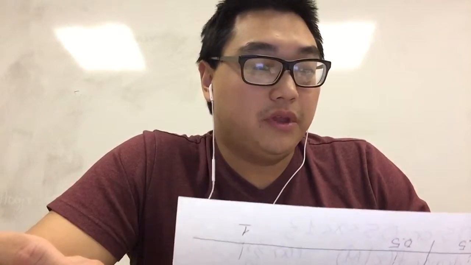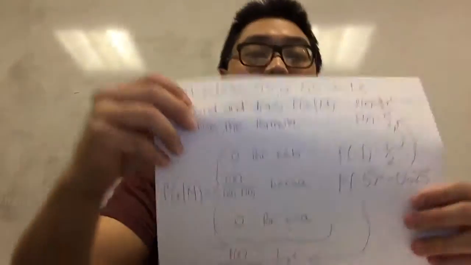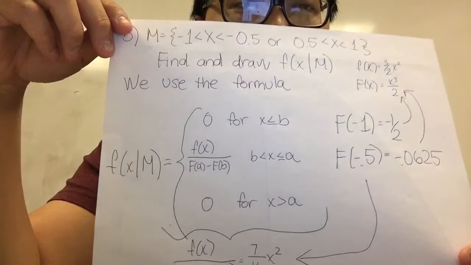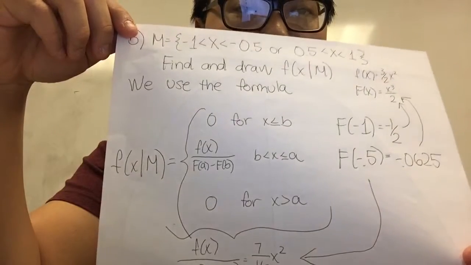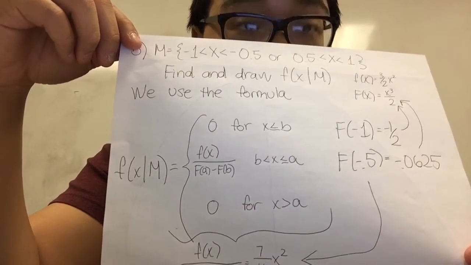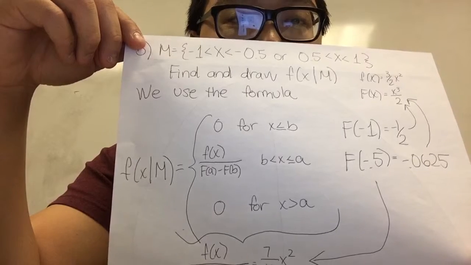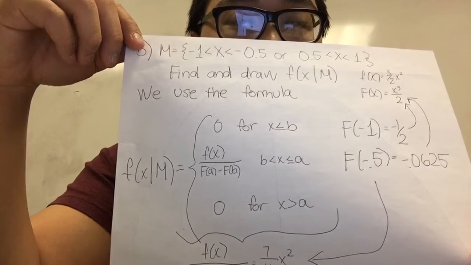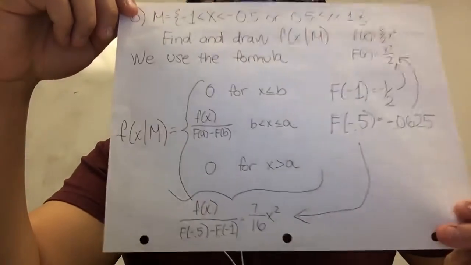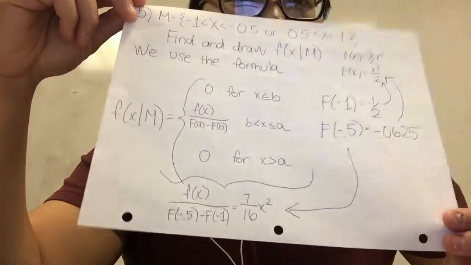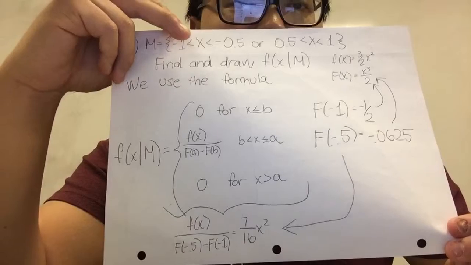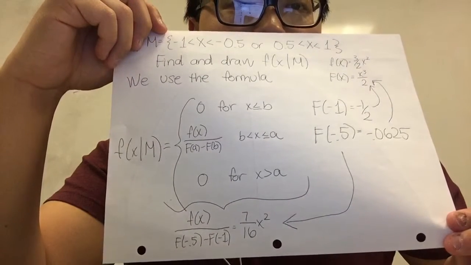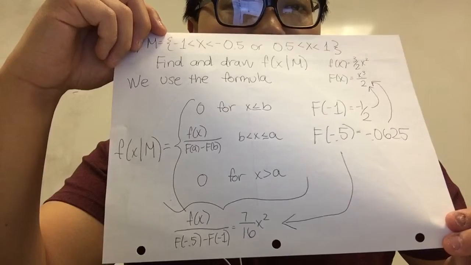It's very simple. We have to use a formula: f of x such that M is 0 for x less than or equal to b, and then between the bounds of b and a, including a, it is F of x over F of a minus F of b, and then 0 for x greater than a. So we want to find a and b, so we take one of the bounds. We take the bound from -1 to -0.5, okay?